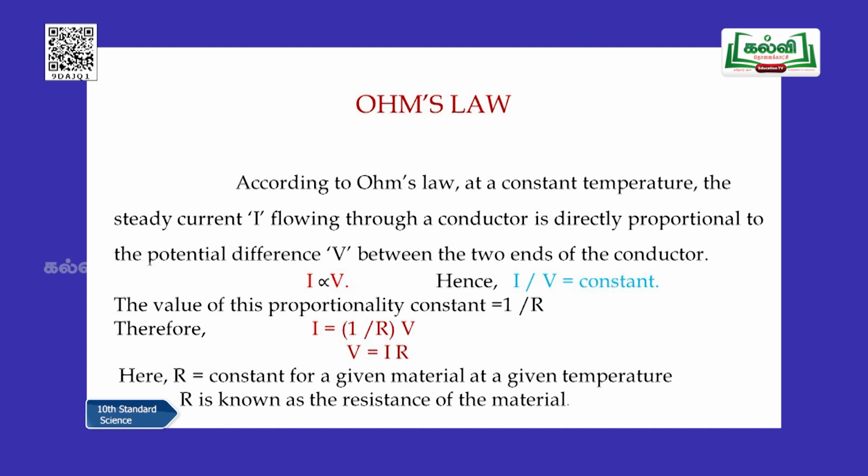Therefore, I is equal to 1 by R into V. That is V is equal to IR. R is known as the resistance of the material, and the value of R is constant for a given material at a given temperature. Now, what is the resistance of the material? This one we are going to see.